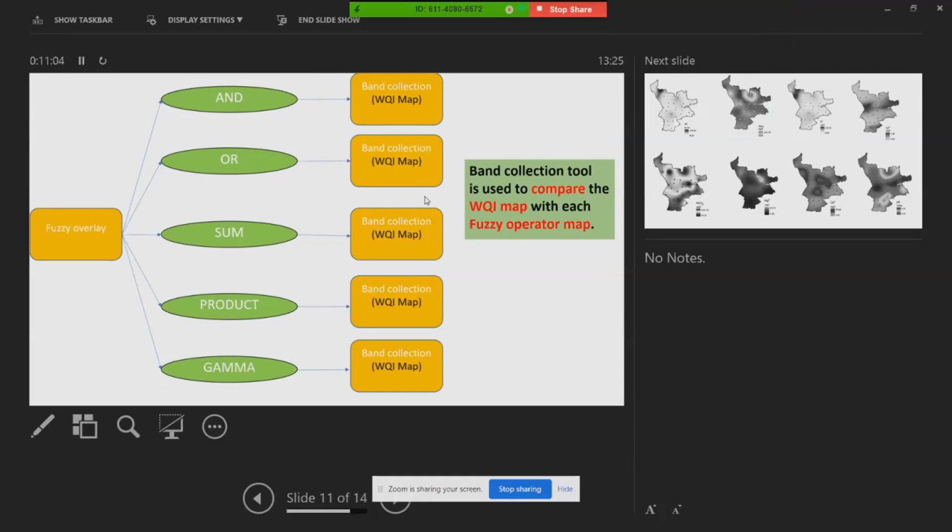For each of the operators, like for the AND operator, when I select the fuzzy overlay operation, a drop-down menu will come and ask me to select the attribute columns. So for the AND operator, I will select 9 attributes. For the OR operator, I will select 9 attributes, and the same for sum, and I will get separate maps. These operator outputs are not linked to each other. That's what I want to say.